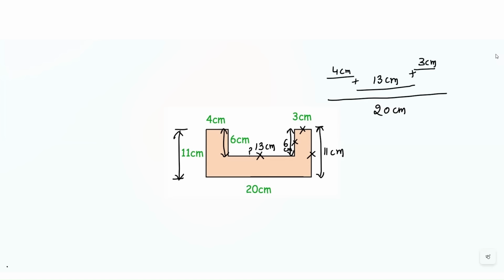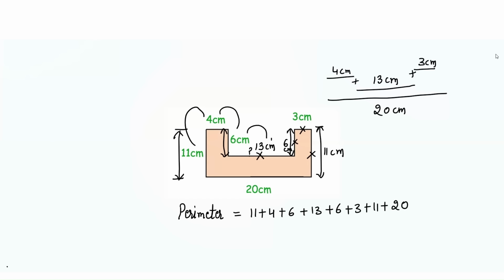Now, since we already know the side lengths of all the sides, we have to find the perimeter. So, we will write down all the numbers of the side lengths: 11 plus 4 plus 6 plus 13 plus 6 plus 3 plus 11 plus 20. Always write in order, like I started from here: 11, 4, 6, 13, 6, 3, 11 and 20. You have to always follow the order. So when we add all these sides together, the perimeter will be equal to 74 centimeter.